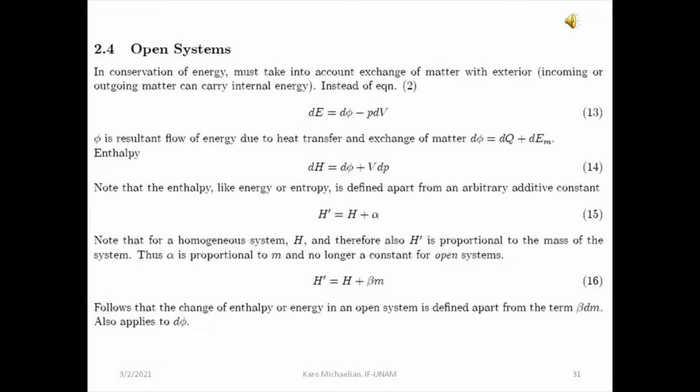So we can write d phi is equal to dQ, the flow of heat, plus dEm, which is the energy coming in on the matter which is coming into the system, because it is now an open system. Now the equation for the enthalpy then becomes dH is equal to d phi plus v dP. So instead of dQ, which we had before, we now have d phi.